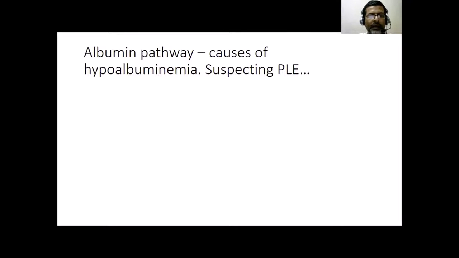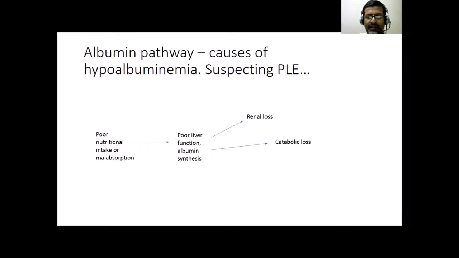When you look at the way albumin is produced, if you have poor nutritional intake or poor absorption of amino acids, you'll get hypoalbuminemia. If the liver function is poor and albumin synthesis is poor, again, you'll have hypoalbuminemia. There's renal loss, or if there's excessive catabolism, these conditions also lead to low albumin. If all these conditions are excluded, then we think of protein-losing enteropathy.